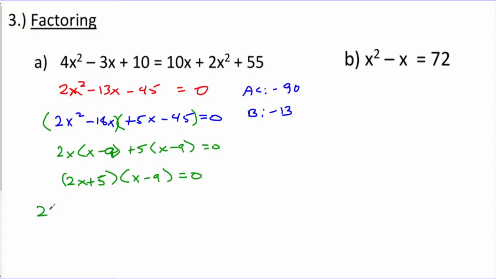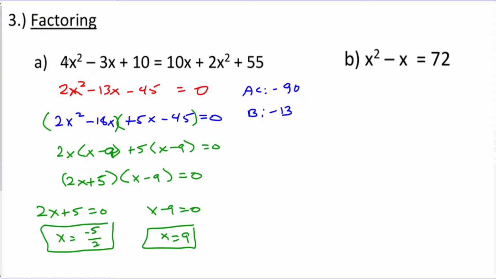So I'm going to say either 2x plus 5 is equal to 0, or x minus 9 is equal to 0, and I'm going to get two answers. This one is negative 5 over 2, which would be negative 2.5, and this one gives me a 9. So that was two solutions. We expect squared problems to have two solutions, so that's a good result.